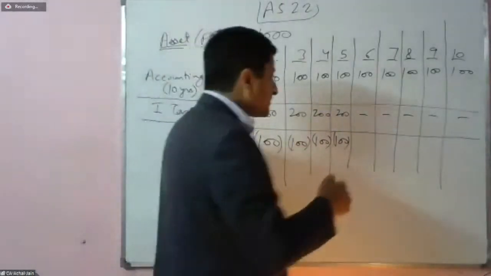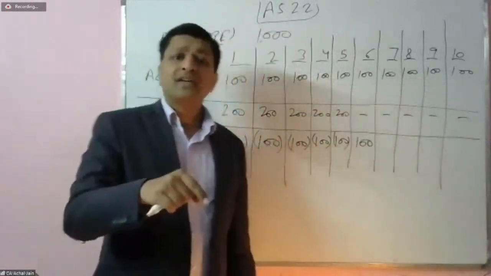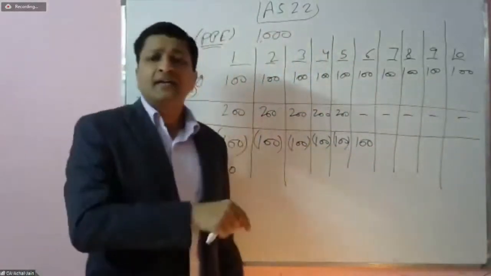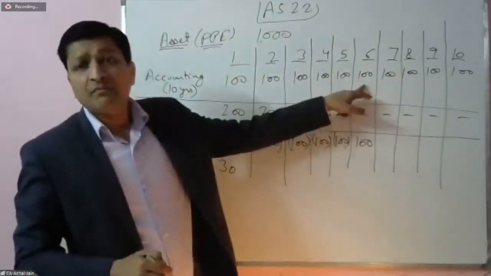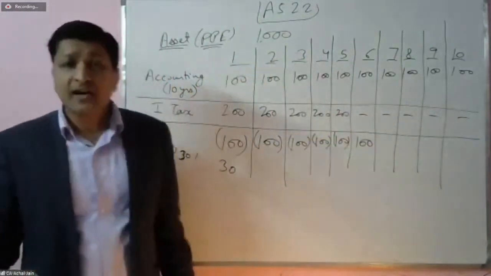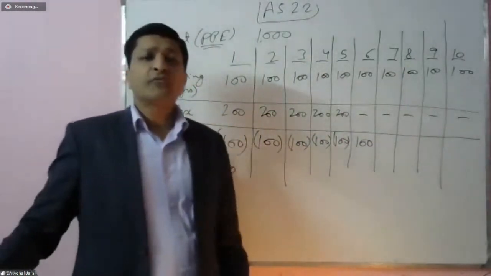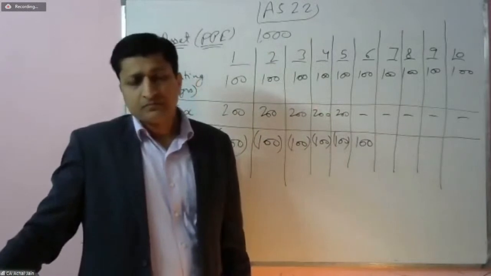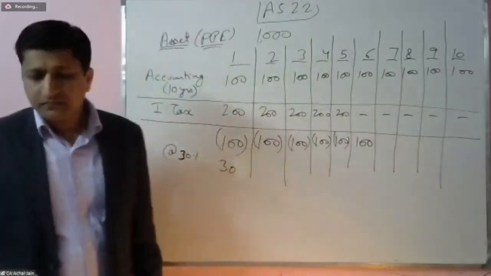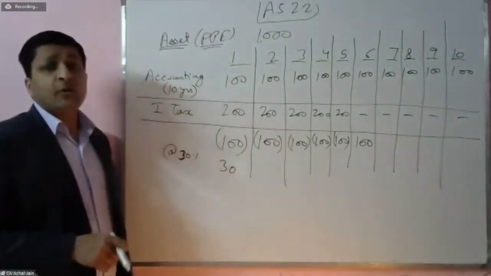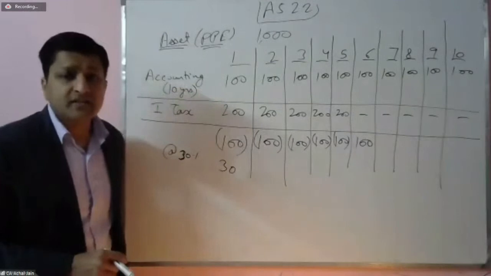In the 6th year, the tax that I will be paying will be higher. Why? Because in the books, I am considering a depreciation of rupees 100, but income tax is considering a depreciation of rupees 0. Correct? Now let's try to understand why this situation arose in the 6th year.